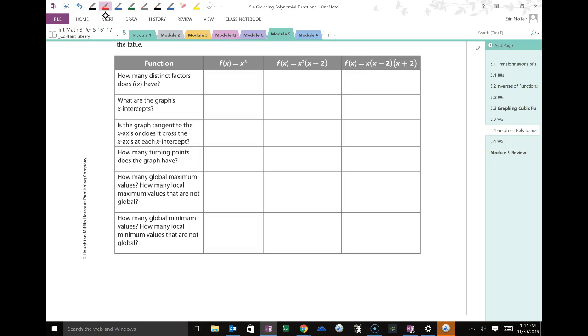X cubed. It's up to you if you want to write this or not. I would probably at least draw the graphs of these and talk about the pieces that are in it. Print this out for us. It's so hard. It takes so long.